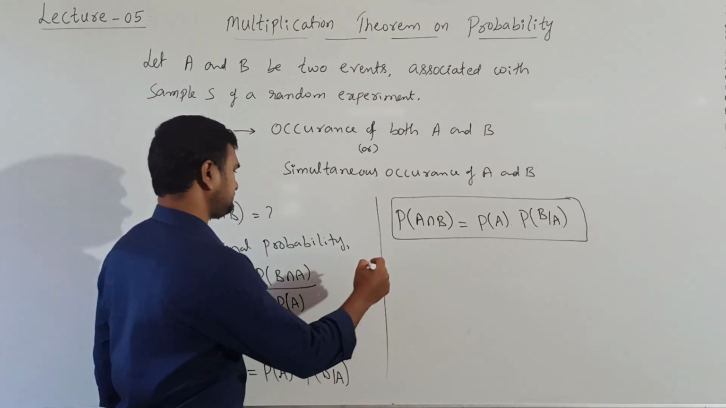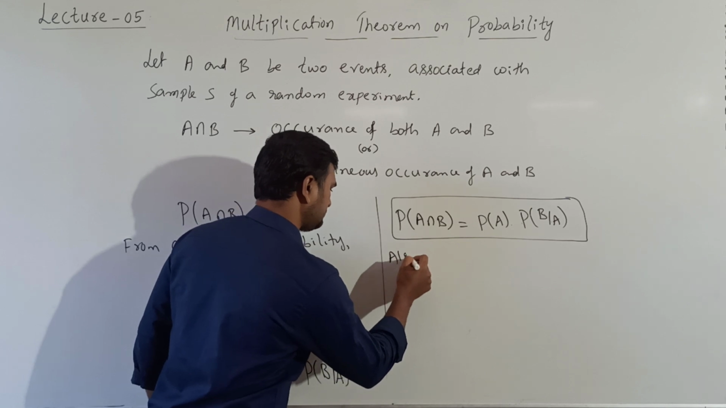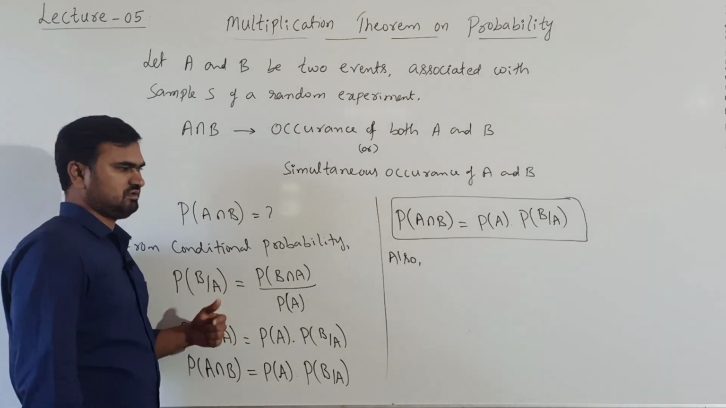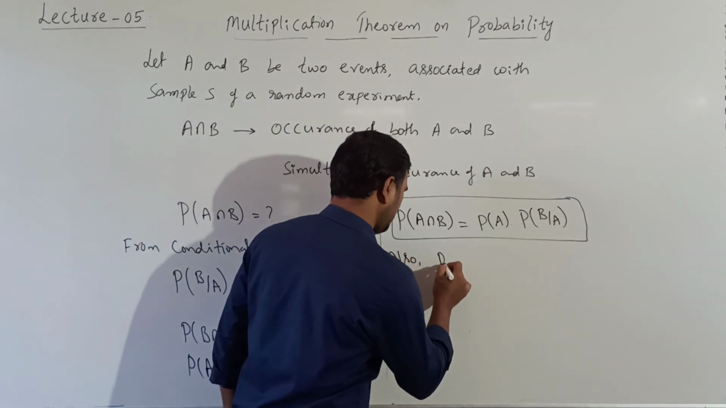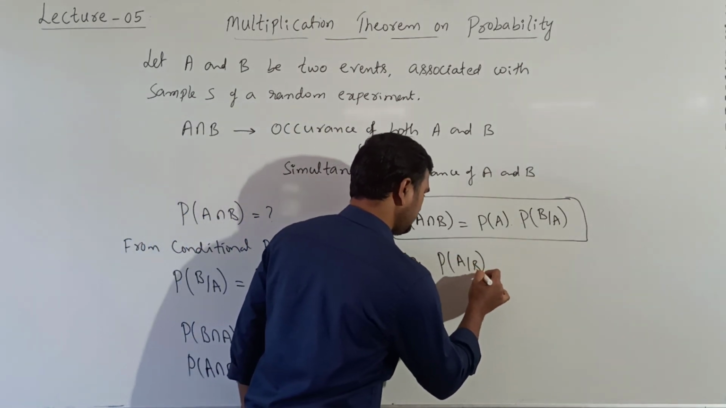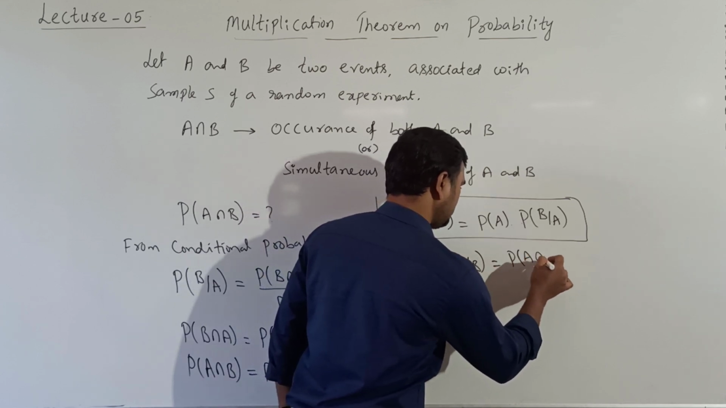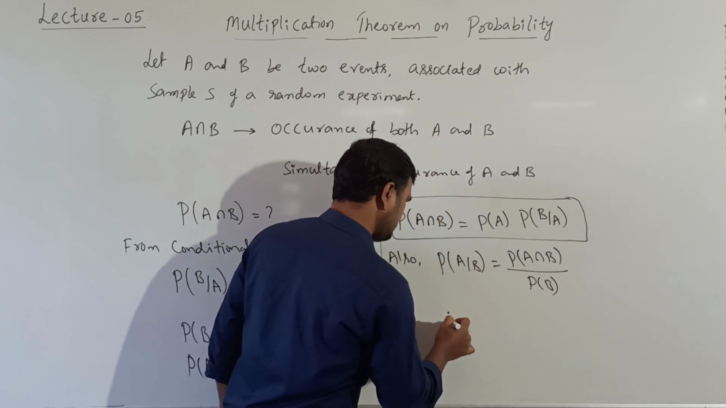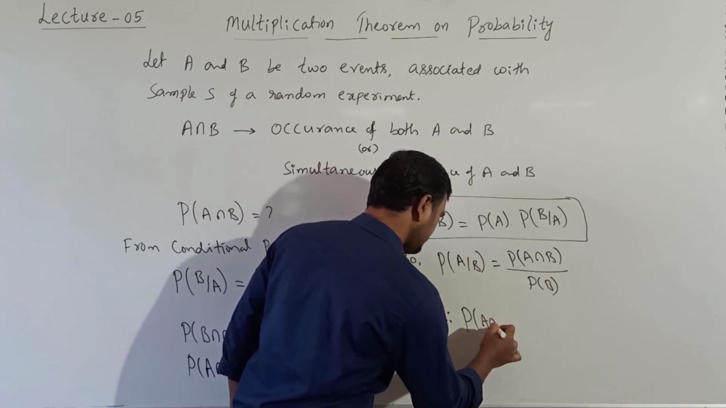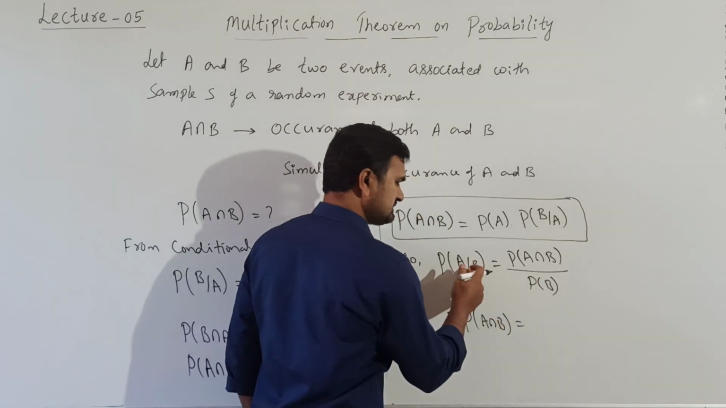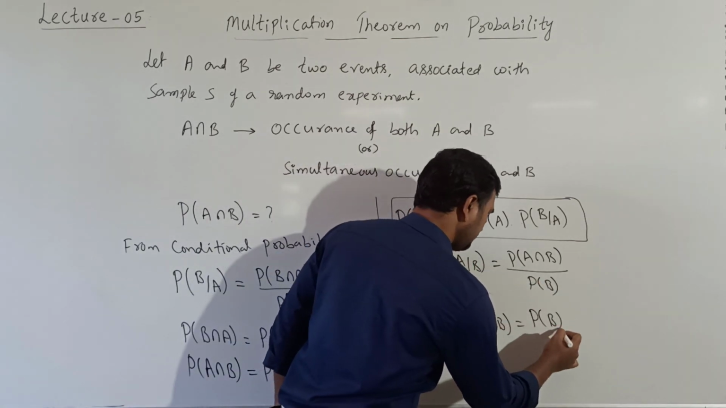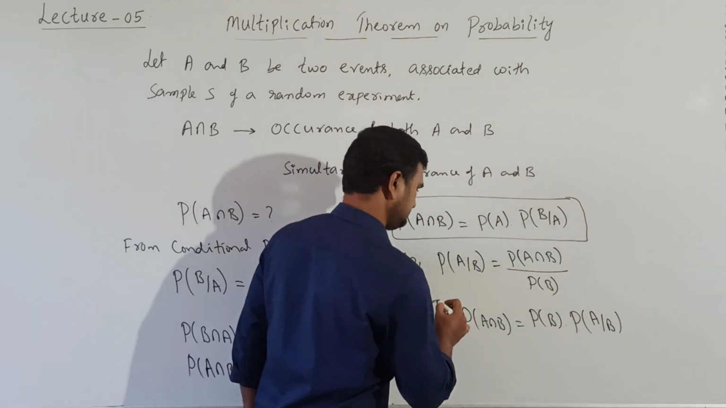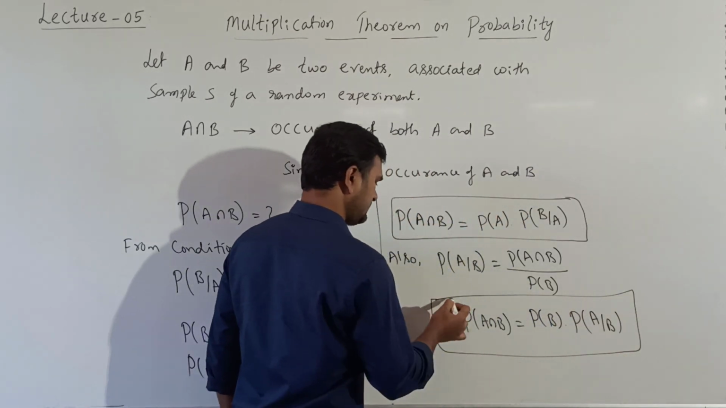Also we can write it another way. Here I have taken probability of B given A. If I take A given B, what is the probability of A given B? We know it is probability of A intersection B divided by probability of B. So from this, again rearranging, I can write probability of A intersection B as the probability of B into probability of A given B. Now this is also the multiplication theorem.